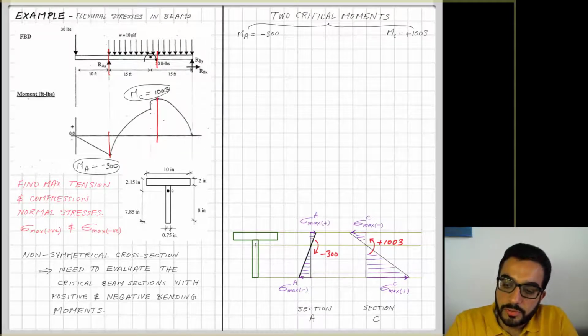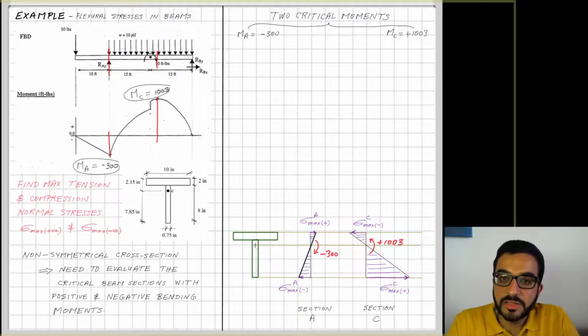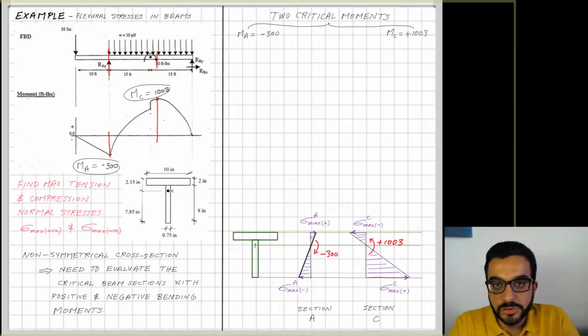And then for section A, you see that there is a negative moment. It's smaller in value, negative 300, but it has a larger leverage arm, which is the distance from the centroid to the bottom points of the beam. So it's not clear, visually or logically, which one is larger, sigma max negative at C or sigma max negative at A. So generally, the process is you look for critical sections if it's a non-symmetrical beam cross-section and you have both positive and negative moments.